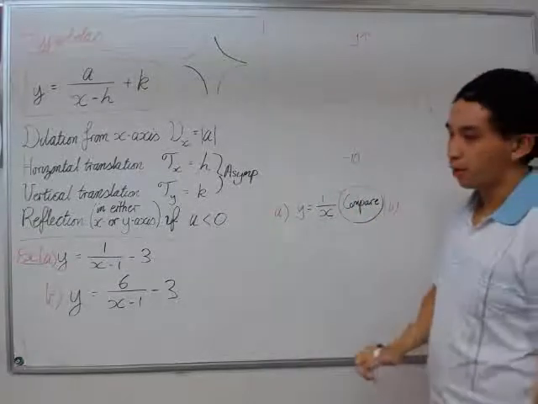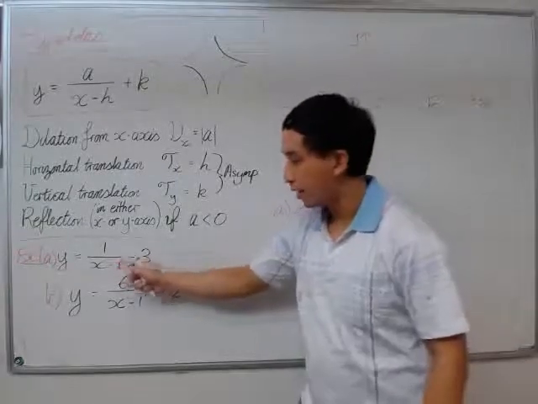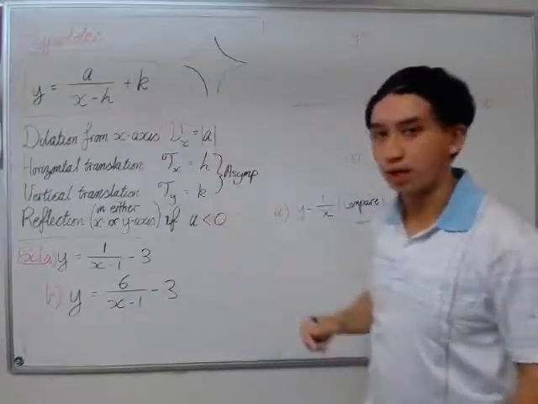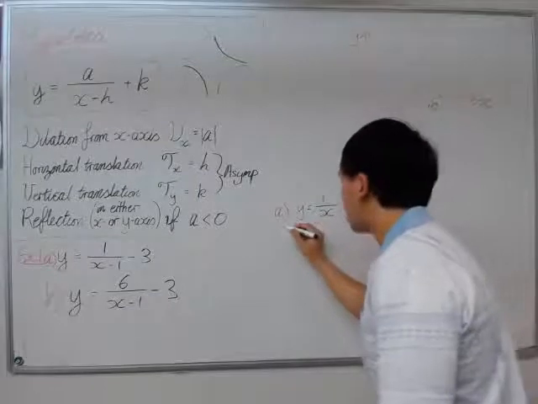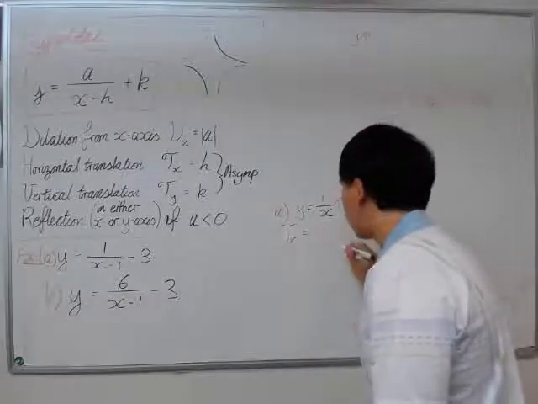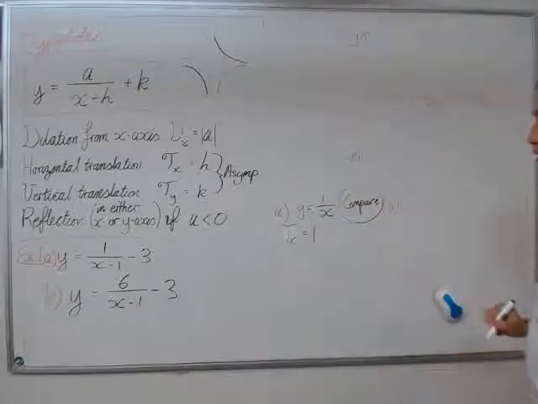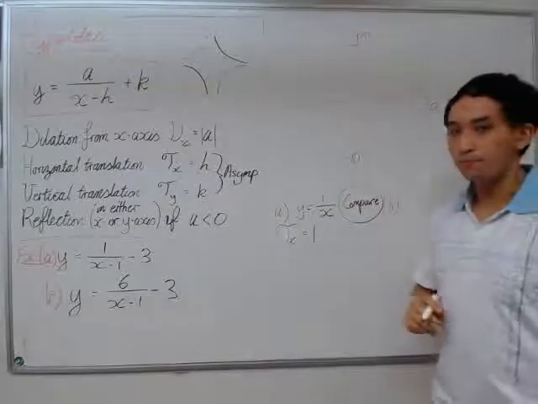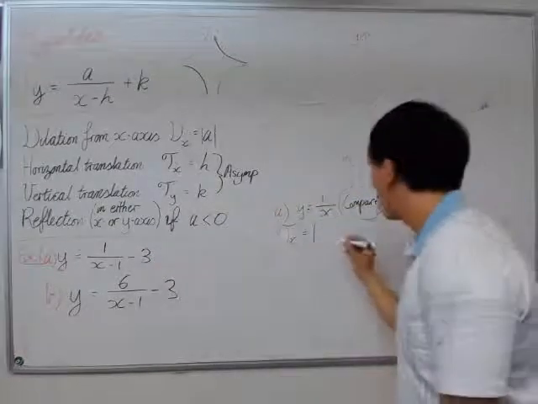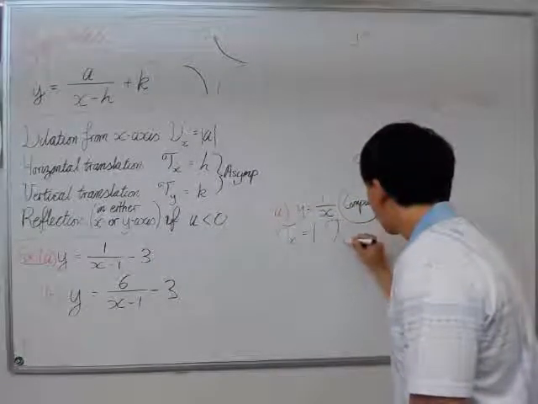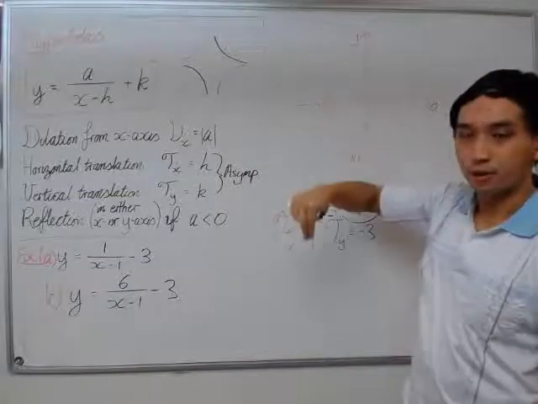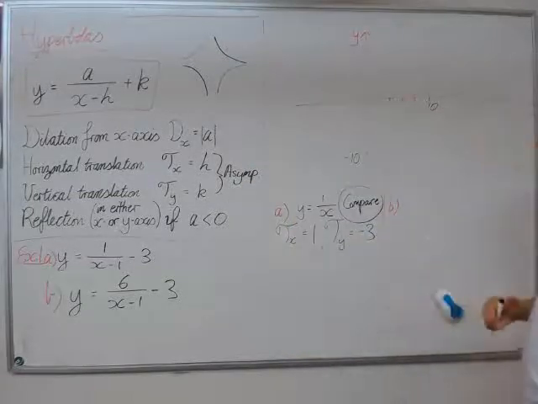Okay, so we can see there's an h value over here. The h value is actually positive 1, because remember in our formula, the negative is already there. So if h is positive 1, that means our translation in the horizontal direction is positive 1. The translation in the vertical direction is negative 3. So we're going to the right, then we're going down.